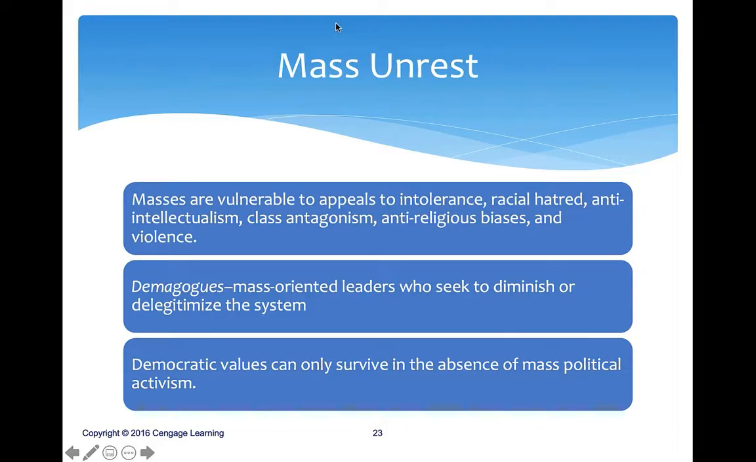So the belief is that democratic values can only survive if there is an absence of mass political activism, that issue of people not participating, people being passive.